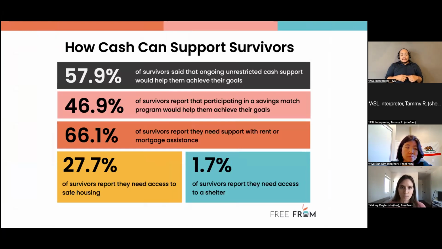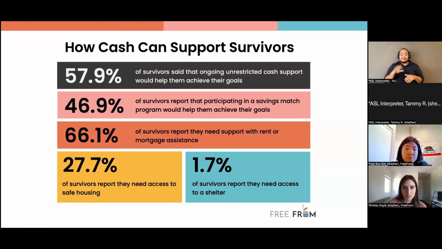But survivors, covering basic needs is really only the first step, right? A lot of us on this call already know this, but survivors reported that, looking ahead, what they need is ongoing unrestricted cash support to help them achieve their goals. That can look like our safety fund, or a savings matching program, which FreeFrom has launched and is actively doing with survivors in a trust-based way.